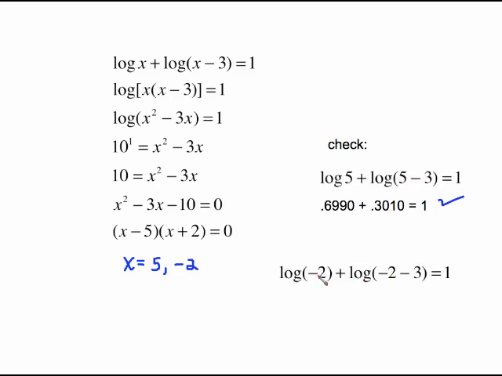That one checks. But same problem as last time. If you put negative 2 in here for this x right there, then you're taking the logarithm of a negative, which is not possible. Therefore, negative 2 gets thrown out.